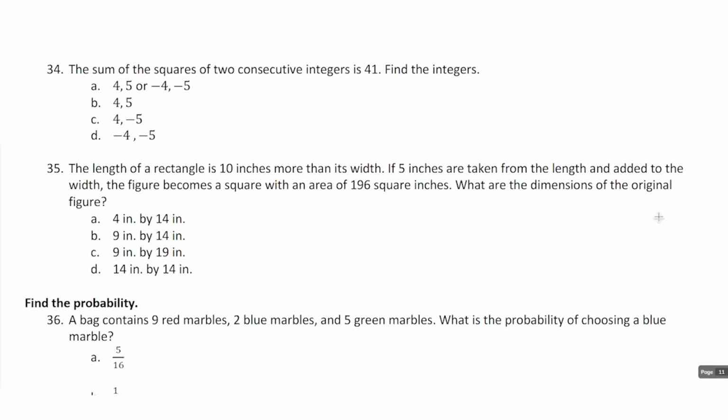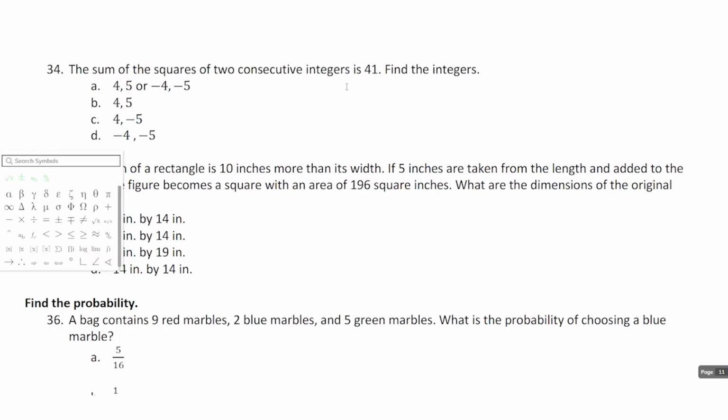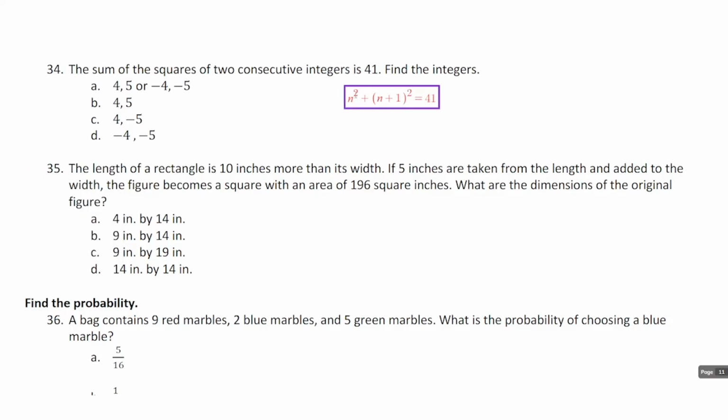Number 34 said the sum of the squares of two consecutive integers is 41. Find the integers. So if the first integer is n, then the second integer is n plus 1. So it says the sum of the squares, so n squared plus the next number, which would be n plus 1 squared, is 41. And I would just kind of go through and see which ones work here.